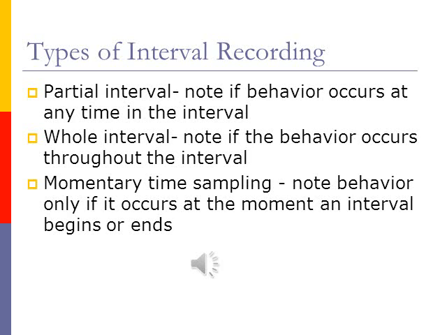For partial interval recording, you're noting if the behavior occurs at any time during the interval. So in the previous example I described, I was going into the classroom to observe for 20 minutes, and I broke that 20-minute observation session into 15-second intervals. If I were using partial interval recording, if the behavior occurred at any time during a 15-second interval, I would mark it. So if I were observing for off-task verbal behavior, calling out, if at any point during my interval the student displayed that behavior, I would mark it.